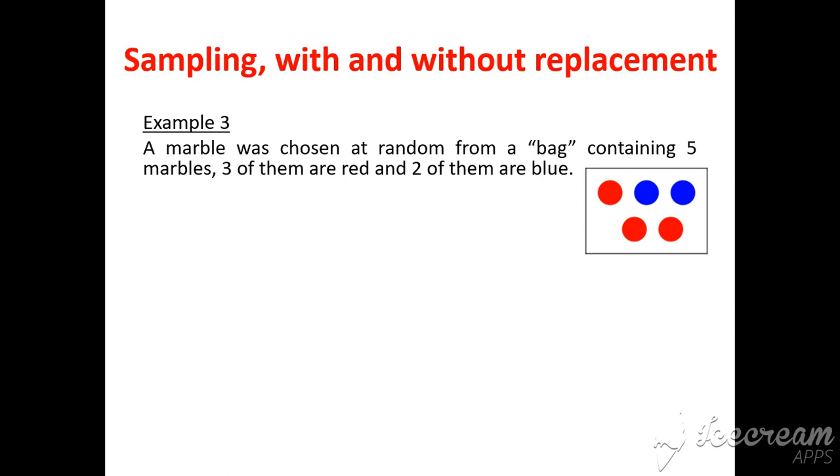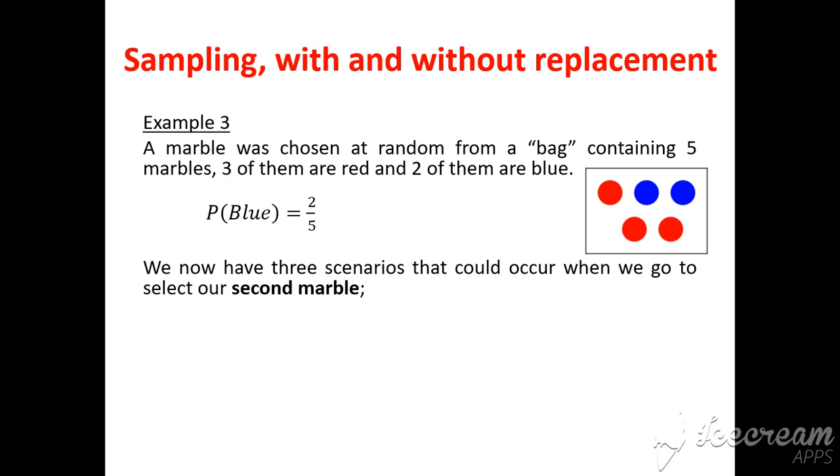All right, here's our last example for the video. Example 3. A marble was chosen at random from a bag containing 5 marbles. 3 of them are red, 2 of them are blue. So we want to work out the probability we get a blue marble. Now there's 2 blue out of the 5 marbles, 2 out of 5, right?